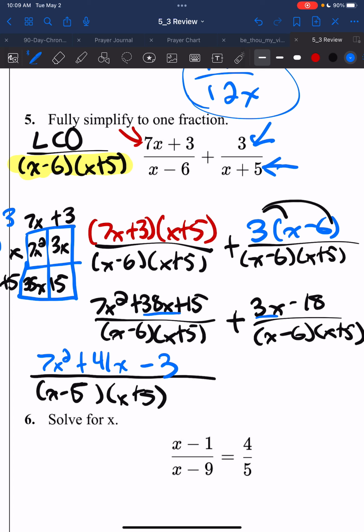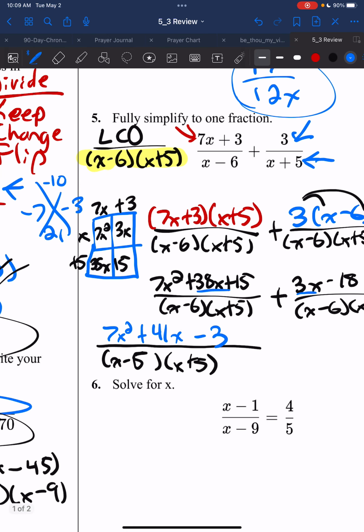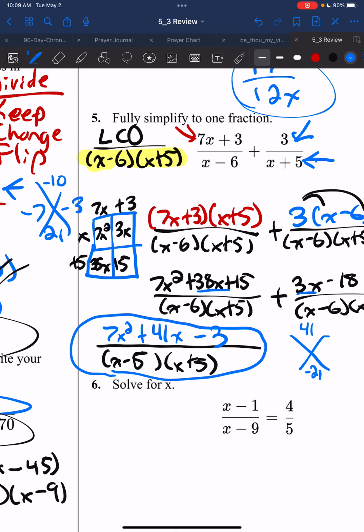Okay, and you might be tempted here to slide and divide once you have this, to see if I can factor out and get anything, but slide and divide is going to give me that it adds to 41 and multiplies to negative 21, and that doesn't exist, so this right here is going to be your final answer. Okay.